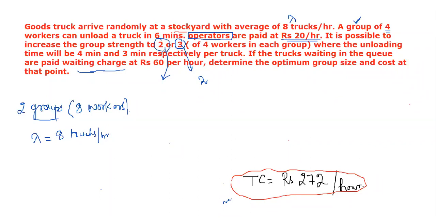Whether there are 10 workers or 100 workers, it has nothing to do with the truck arrival rate. But when the number of workers increases, then the service rate will increase. Okay, you can see that the service rate will increase in this case. So see here what will be the case here. In the first case, when we had only one group, that is 4 workers, the truck was unloaded in 6 minutes. Now when we have two groups, that is 8 workers, the truck will be unloaded in 4 minutes.